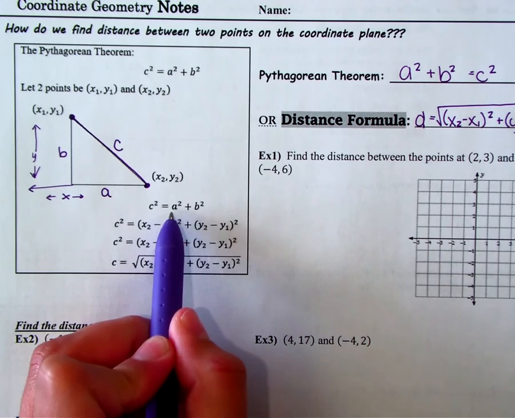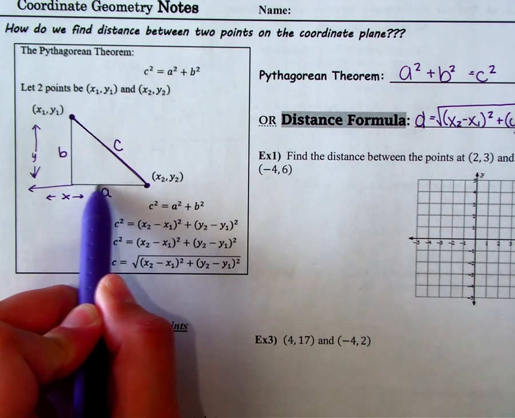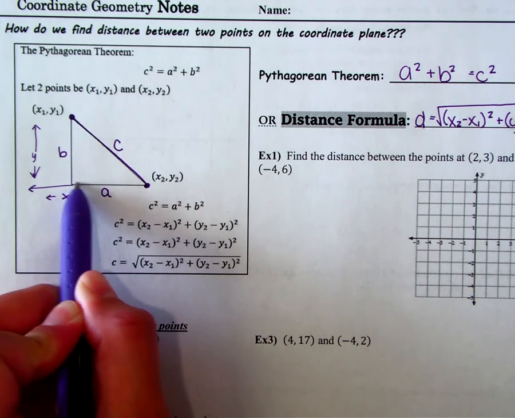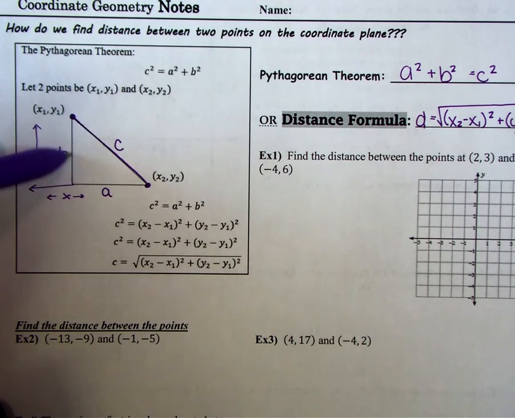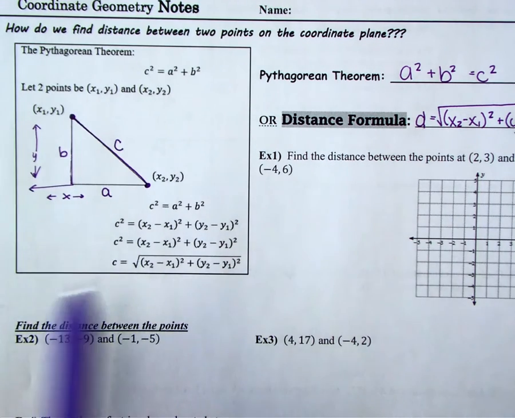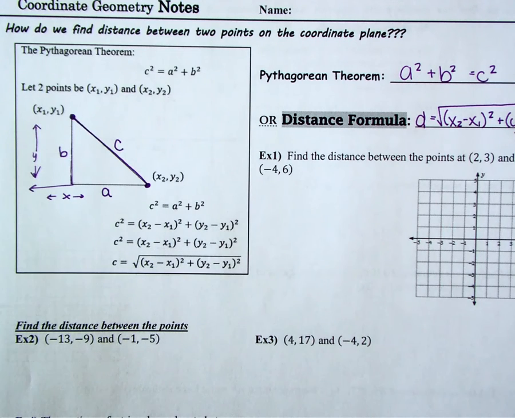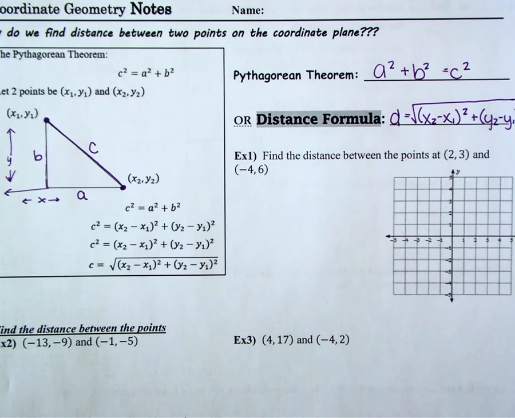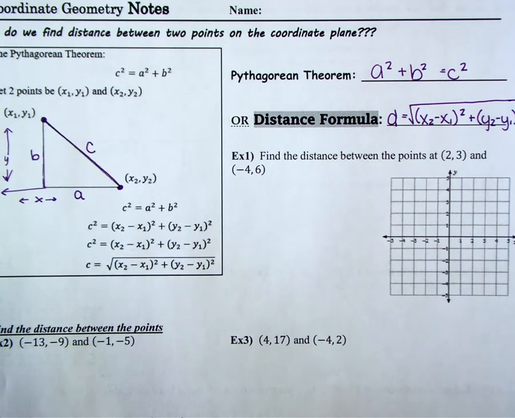So we're saying my A value is the horizontal change, so that's the difference between x2 and x1. And then my y value, or my b value, is the difference between y2 and y1. So we're basically making our distance formula from the Pythagorean theorem. If you're given a coordinate plane, you can find it that way, or you can just use your distance formula. When we run through an example, it might make a little bit more sense.